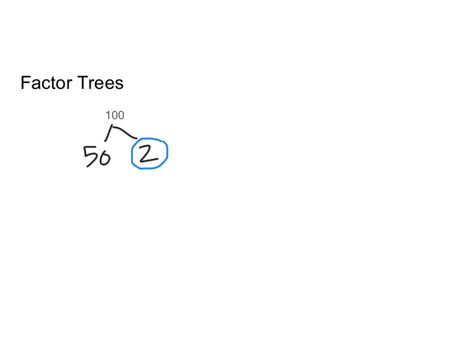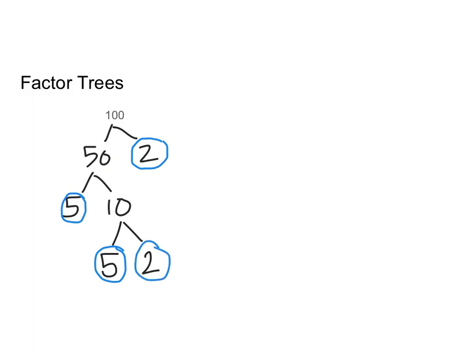And you might see different factors here, but when I look at 50, I see 5 and 10. And then I ask myself, are either of those prime? Yes, 5 is prime. But 10, no, 10 isn't, because I can keep going. So then 10, well, that's 5 and 2. And both of those are prime, so I'll circle them both.